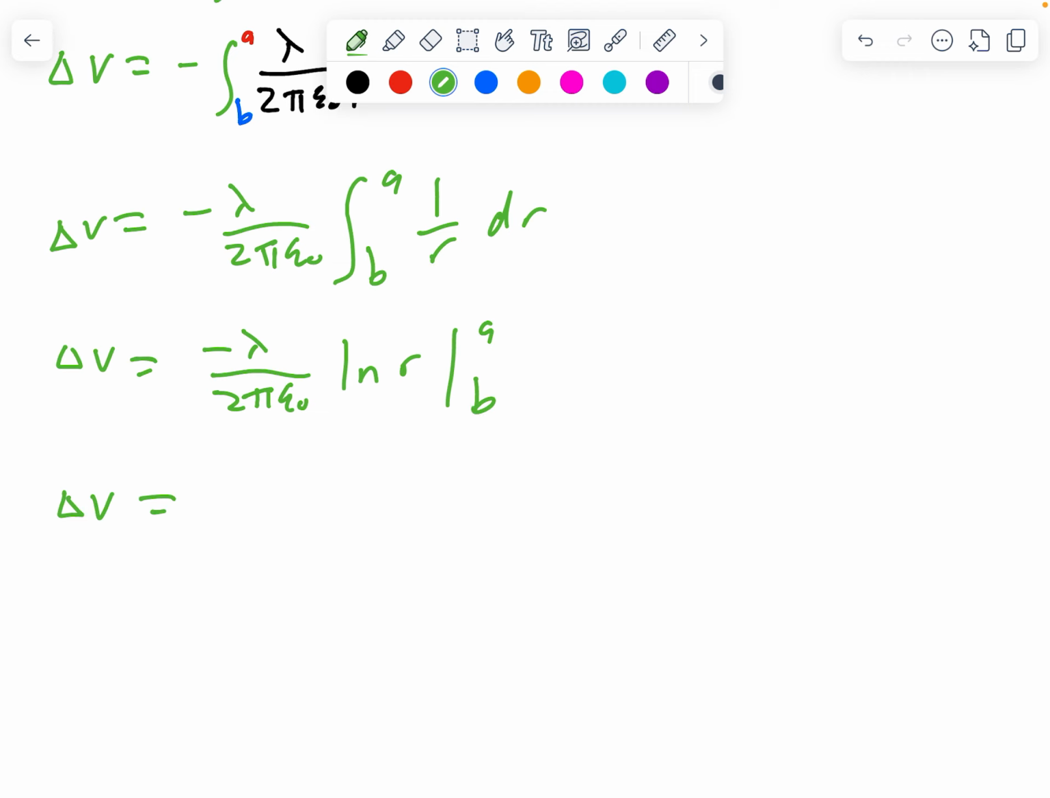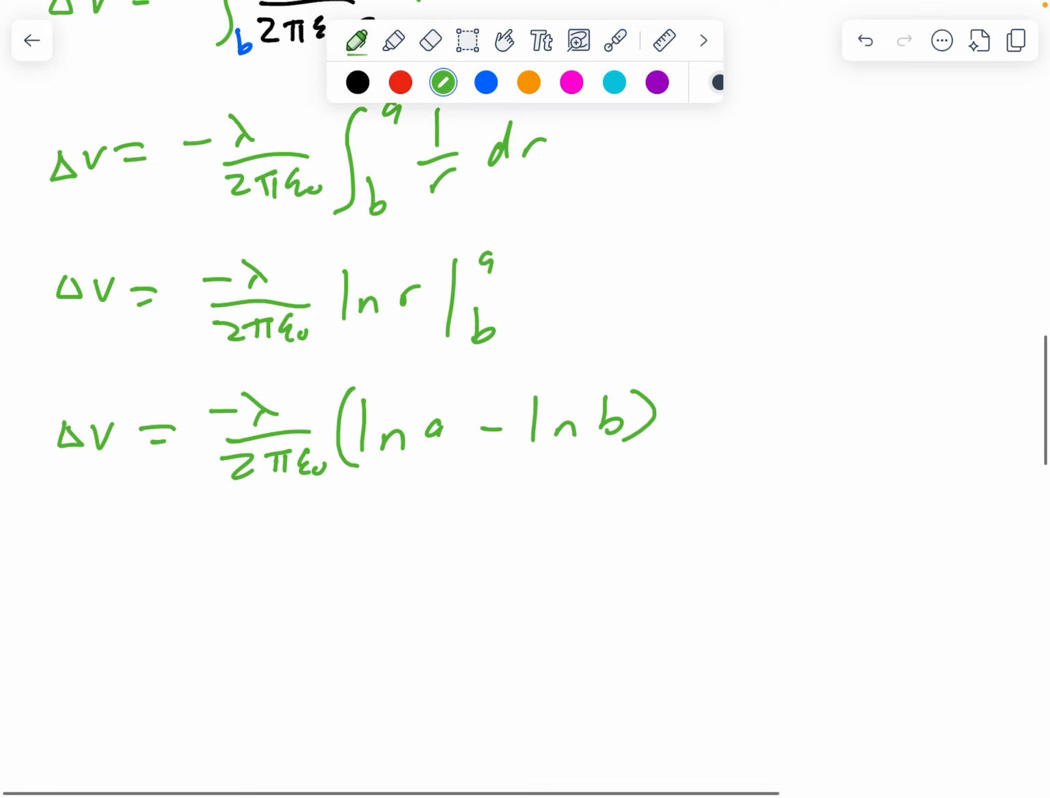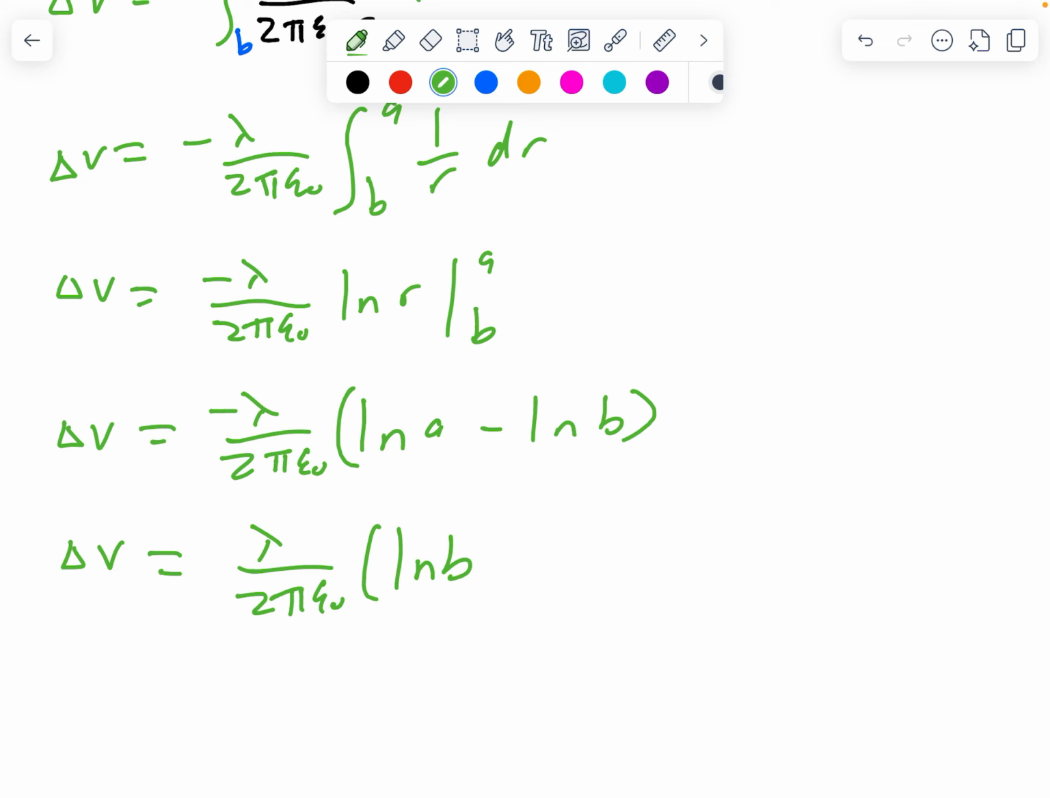So delta V is equal to negative lambda over 2 pi epsilon naught times ln of A minus ln of B. Since I have this negative out in front of the lambda, I'm going to distribute it because I just don't like it hanging out there. I find it more aesthetically pleasing. So ln of B minus ln of A.